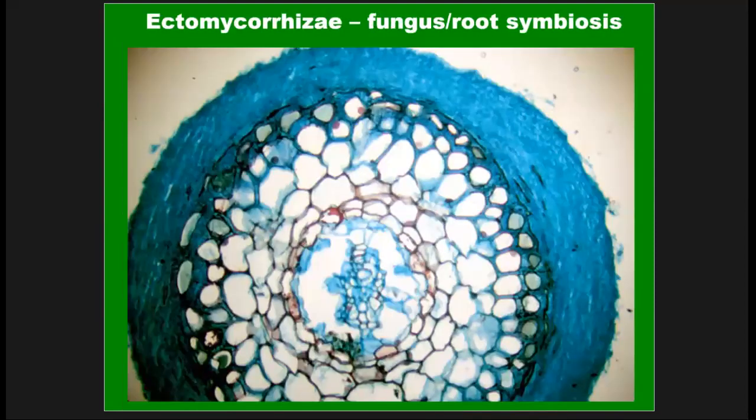And then this image again is really nice. It's showing that really thick, dense fungal hyphae around the root surface. And then you can see the blue in between the root cells. That's all the Hartig net.